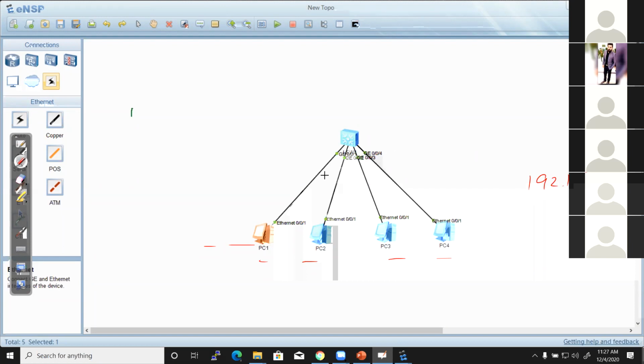But what if these two PCs belong to the 192.168.1.0 network, and these two PCs belong to the 192.168.2.0 network? Then they won't be able to communicate with each other unless you perform routing.